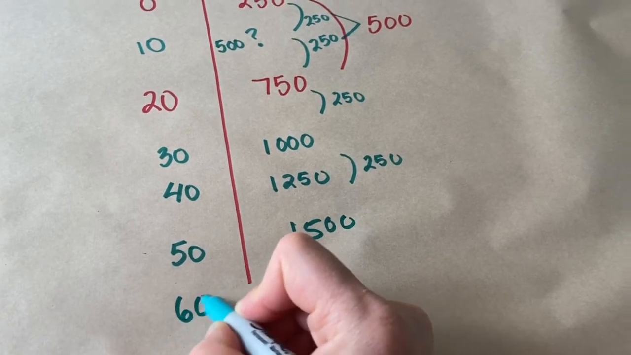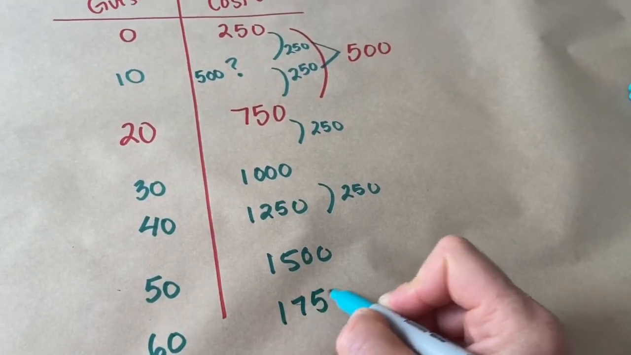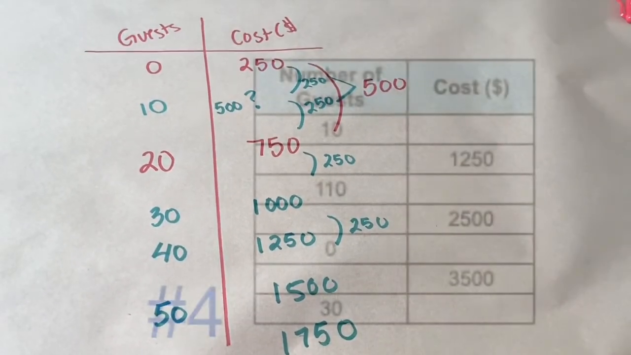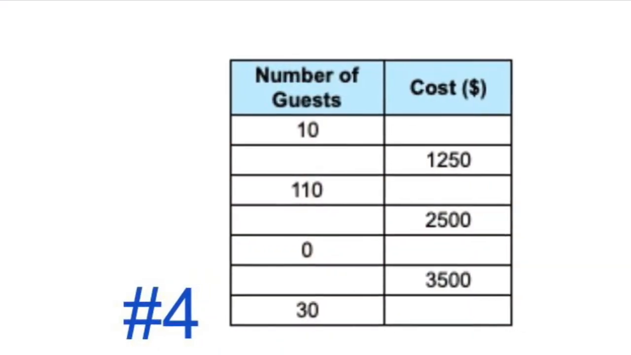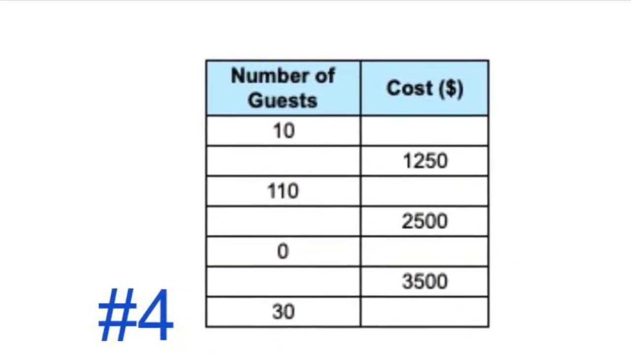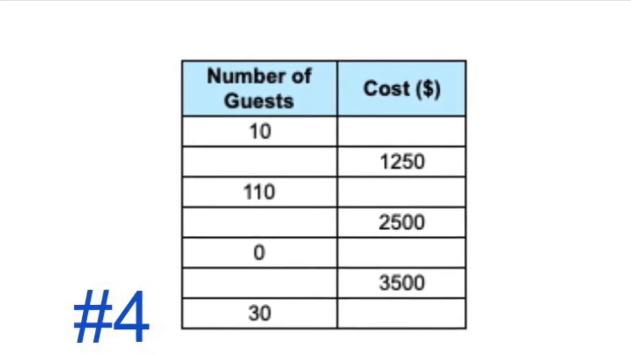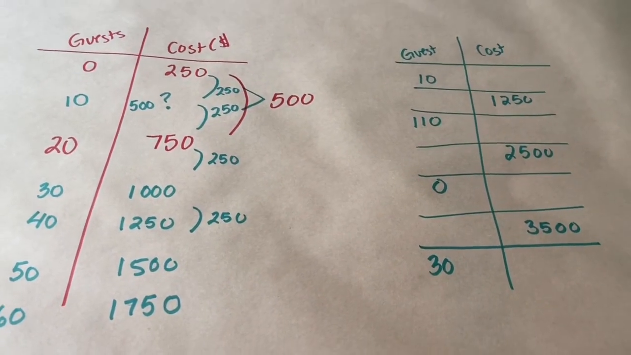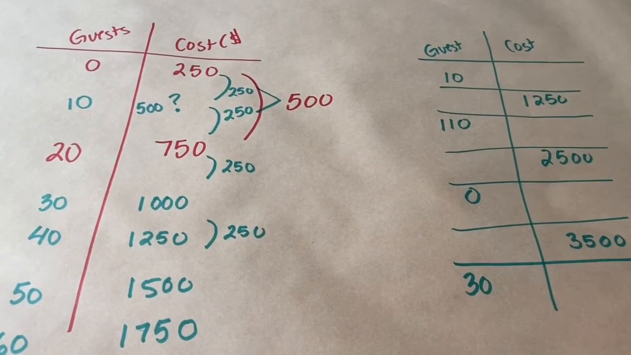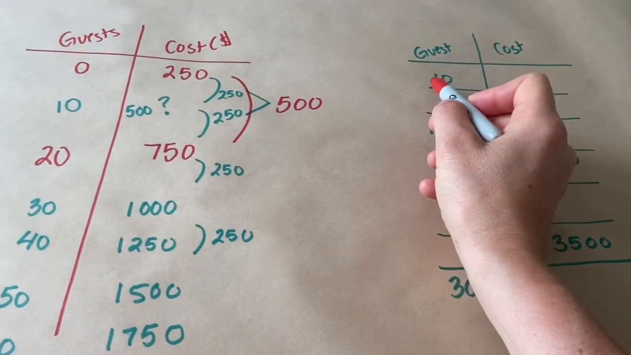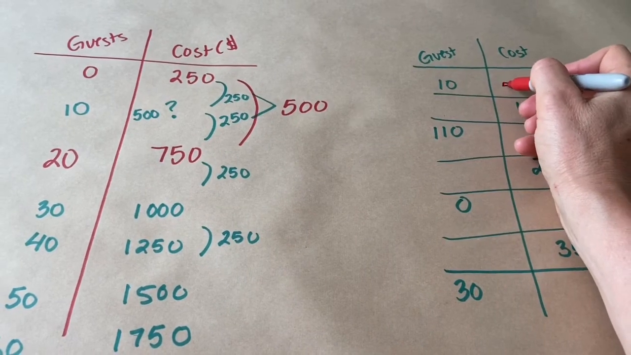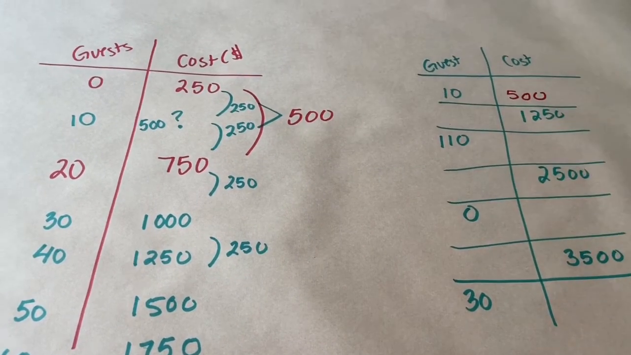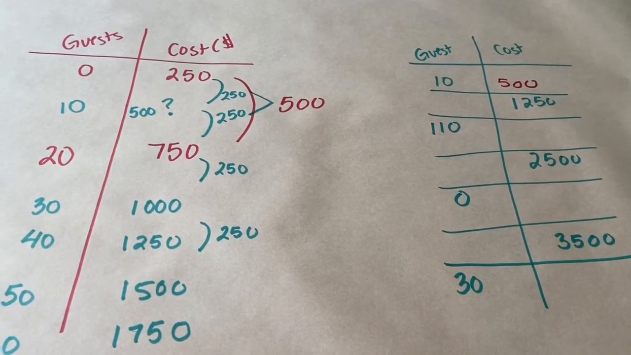And then we can take that information and put it into our table for question number 4, where it's all mixed up. But we are smart, we can figure it out. So let's look at what we have. We have our organized table on the left that we just did. We have our unorganized table on the right. And all we want to do is take the information from the left table and put it in the right table. So we know at 10, it should be 500.